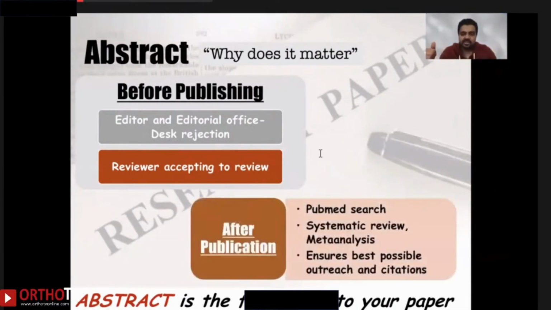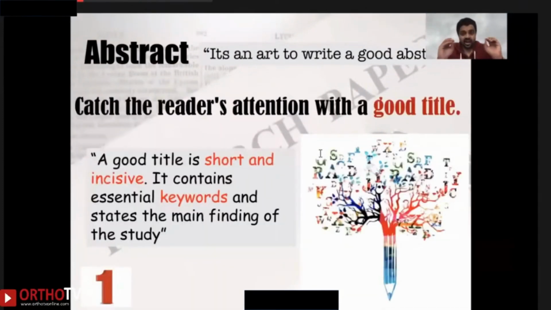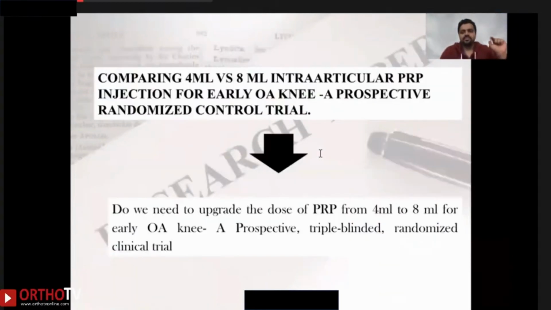After publishing, again, it's important because a good abstract will tell the success of your paper. A good abstract and a title, so a PubMed search, the visibility will improve so that people can include it in systematic review and meta-analysis, and ensures the best possible outreach and citation. It's an art actually to write a good abstract. And more important is to catch the reader's attention with a good title. So last part is to give a good title. It should be short and incisive with all the necessary keywords.